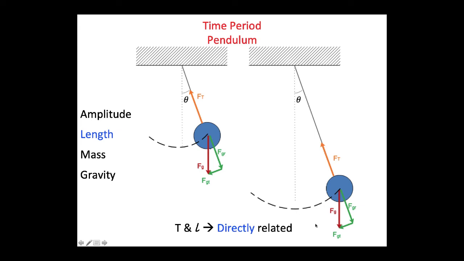Length and period are directly related. If length increases, period also increases. If length decreases, period also decreases.